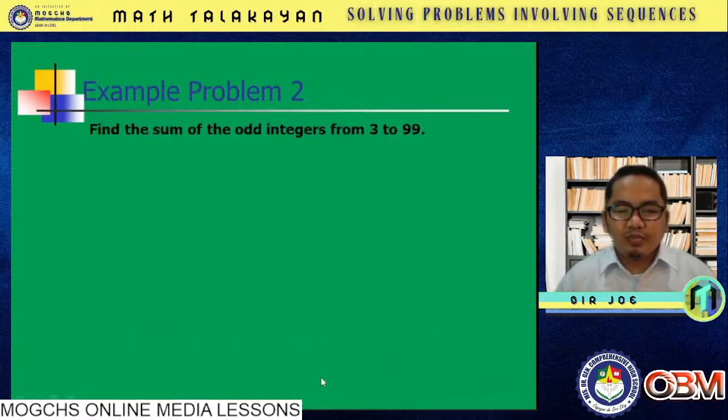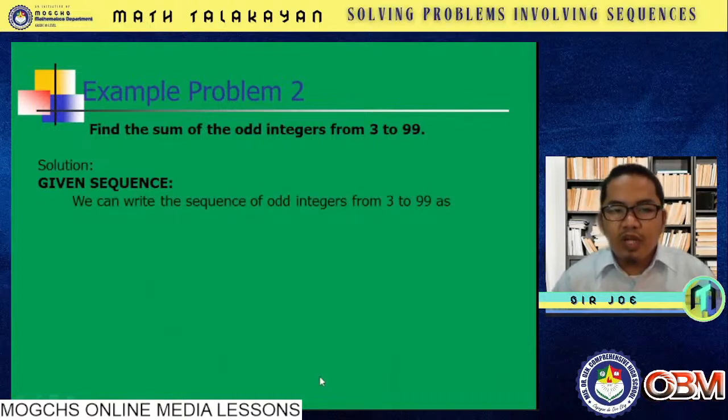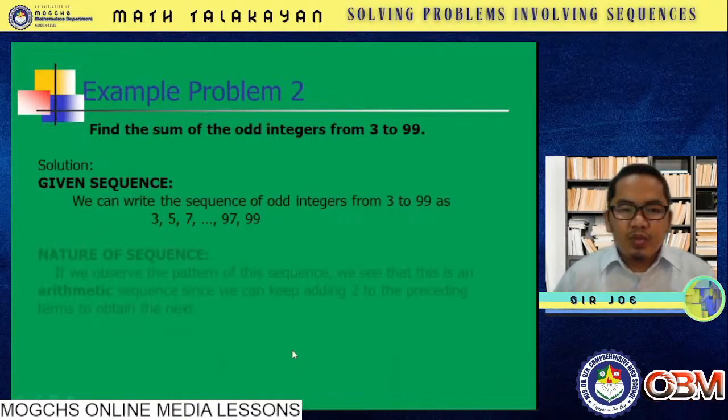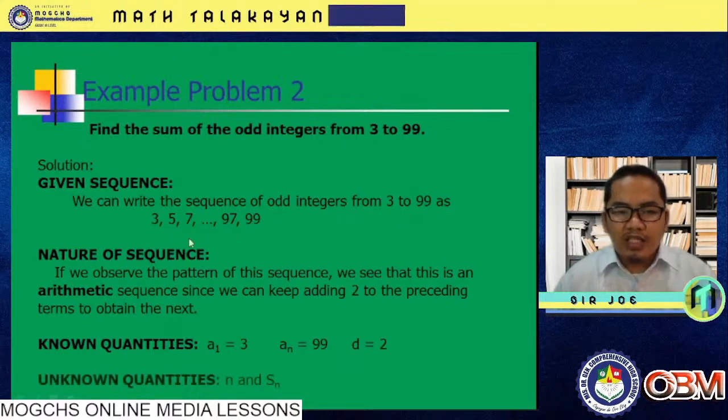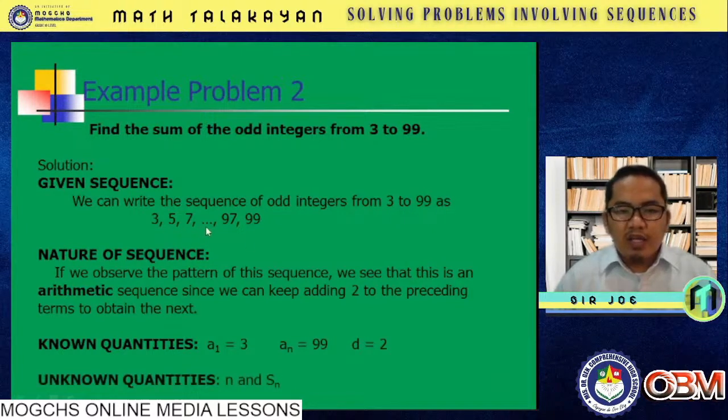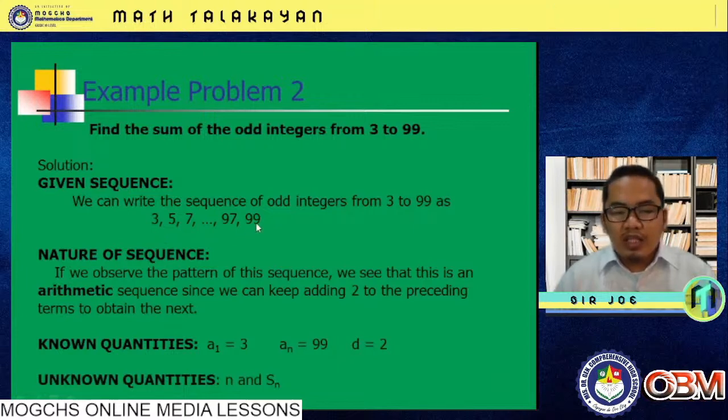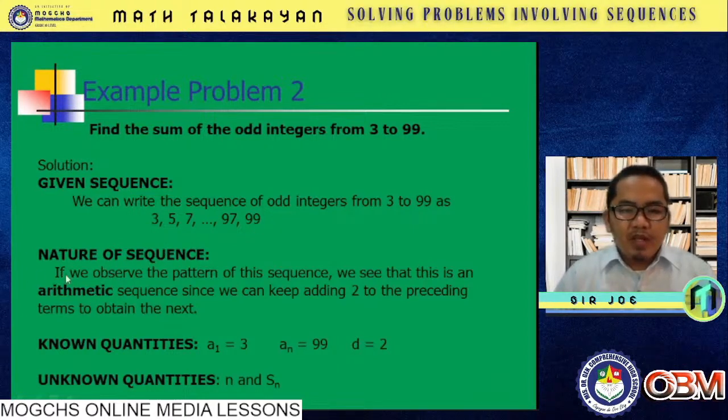Example number 2. Find the sum of the odd integers from 3 to 99. So we have the solution. We can write the sequence of odd integers from 3 to 99 as 3, 5, 7, and so on, up to 99. If we observe the pattern of the sequence, we see that this is an arithmetic sequence, since we can keep adding 2 to the preceding terms to obtain the next.